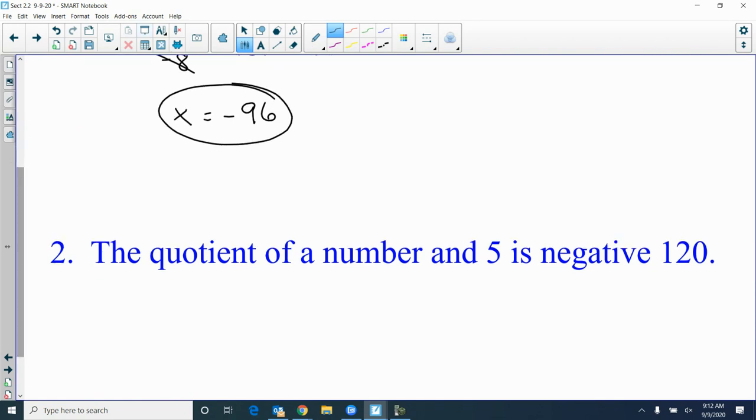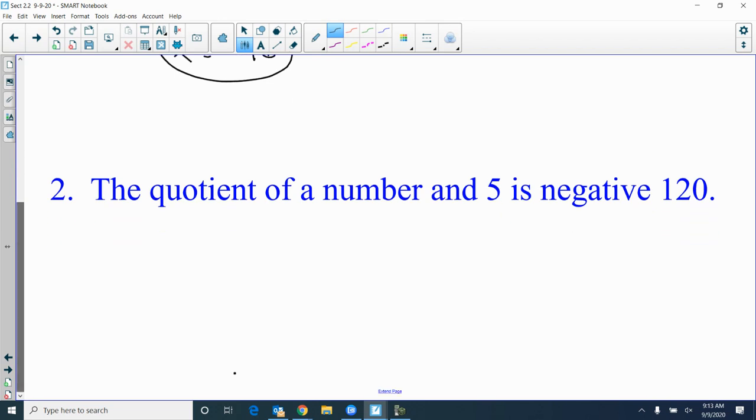Fancy word. We're getting up there. Quotient means division. Quotient is little division. The quotient of a number and 5 is -120. Put 120 in that blank. Quotient means divide. So write that as a fraction: x divided by 5 equals -120.